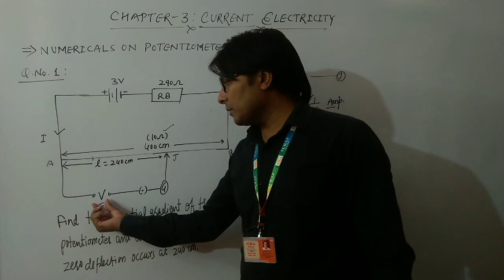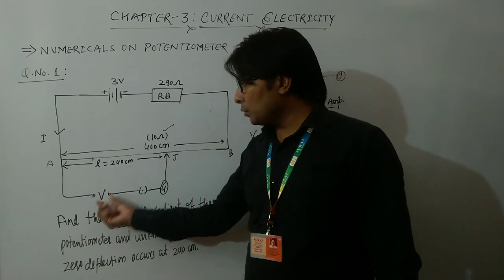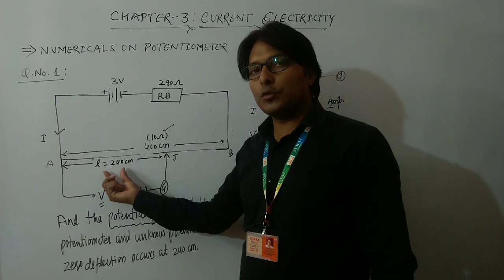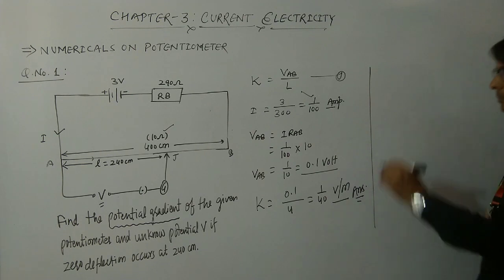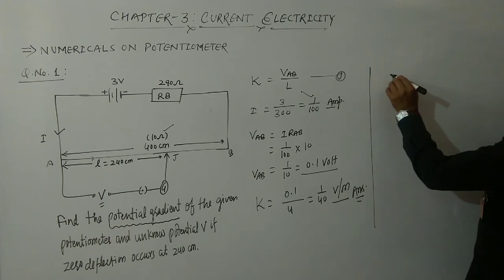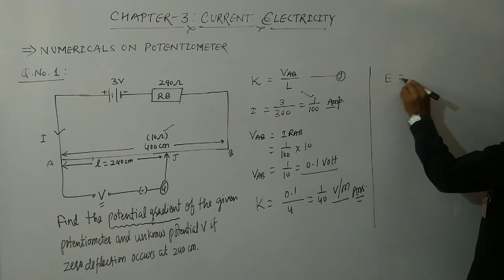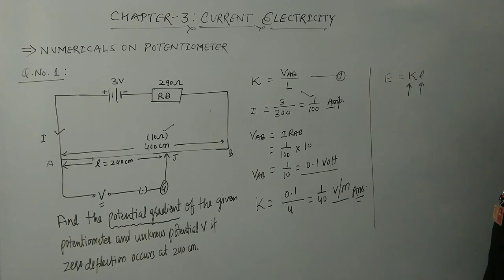In the second part, we have to find out the value of this V, for which the balance length is 240 given. So if you can remind the very first application of potentiometer, to find the value of the EMF of an unknown cell, it was V or E is equal to K into L, where K is the potential gradient and L is the balance length.